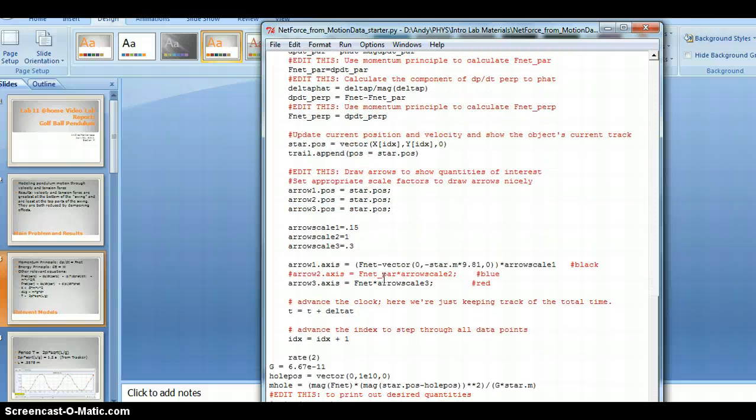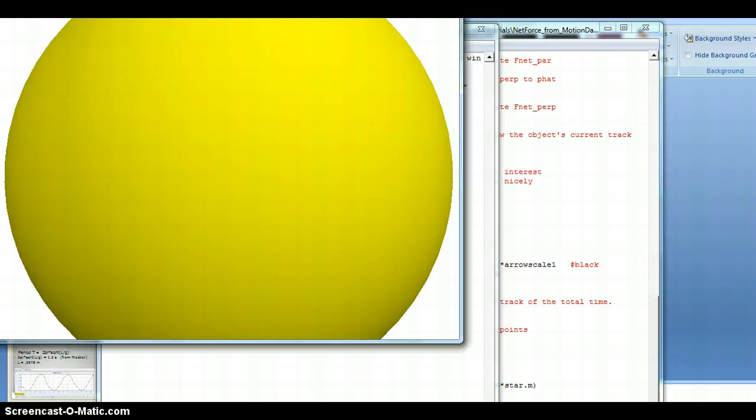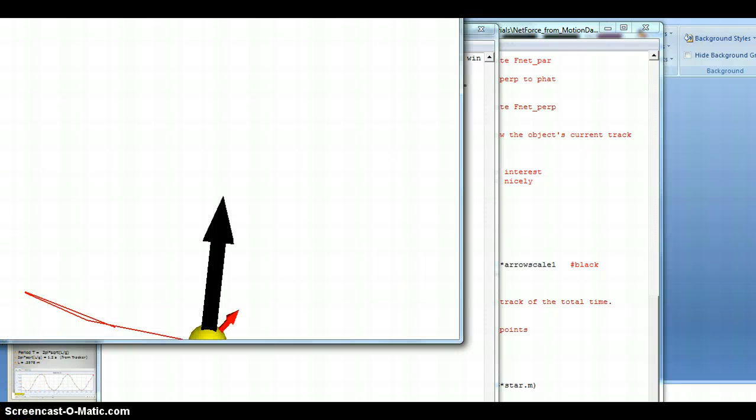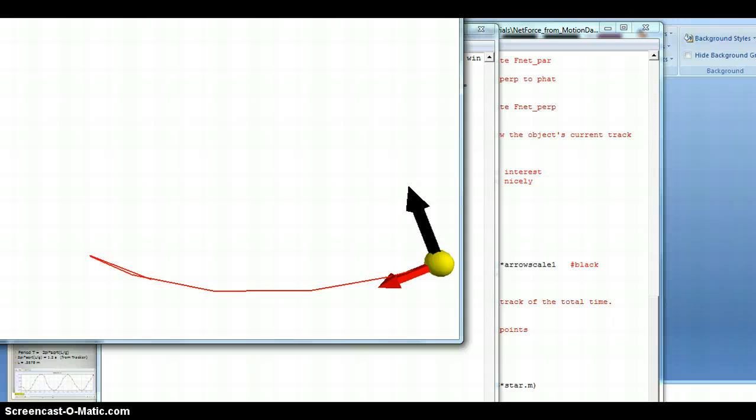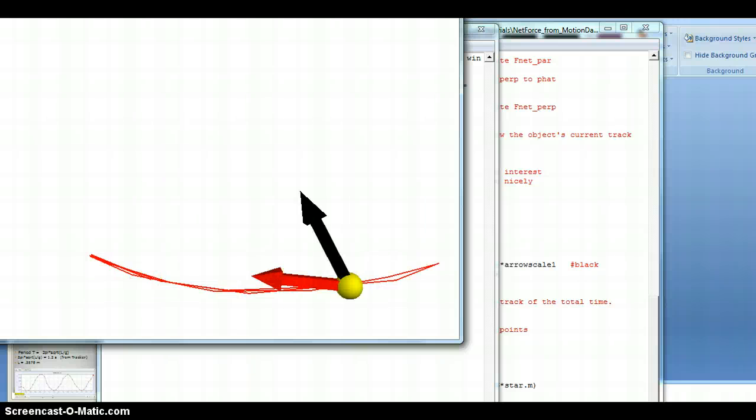And I have a black arrow modeling the tension force, which is just F net minus the force due to gravity, and of course F net in red. So we'll run this. There it is. It's very jerky because I have little points for the position data, so it's obviously a rough approximation.